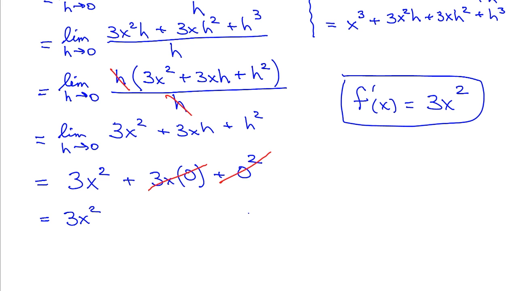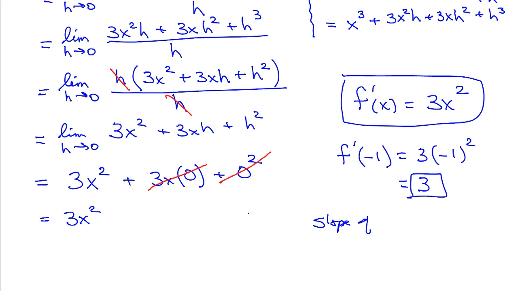Now, the second part of this question was to find the slope of the tangent line when x is equal to -1. So this is f prime of -1. You have to be very careful when you write these. This is not f of -1. It's f prime of -1. So it's going to be 3 times -1 squared. -1 squared is 1, so f prime of -1 is 3. So the slope of the tangent line to y equals x cubed at x equals -1 is 3.